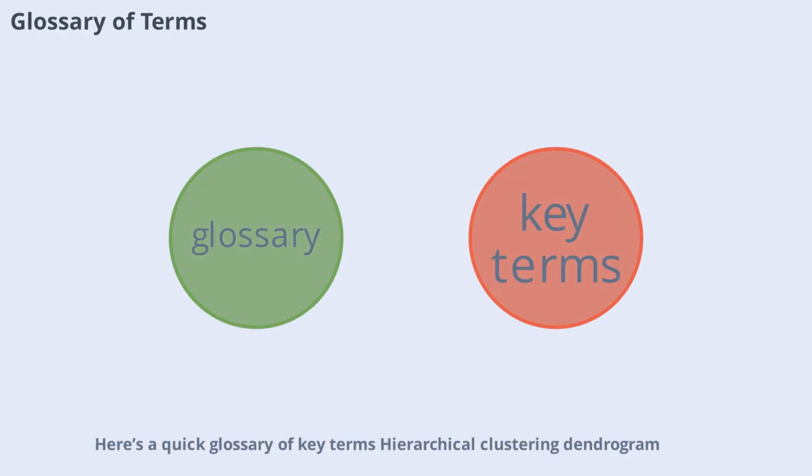Here's a quick glossary of key terms: hierarchical clustering, dendrogram, agglomerative, divisive, distance metric, linkage, silhouette analysis, and cophenetic correlation. Understanding these terms will help you navigate the literature and communicate your findings more effectively.